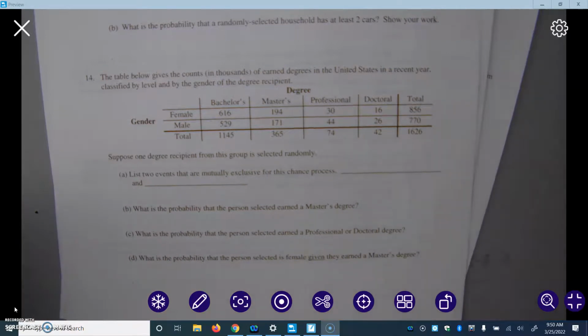B, what is the probability that the person selected earns a master's degree? C, what is the probability that the person selected earns a professional or doctoral degree? D, what is the probability that the person selected is female given they earned a master's degree?